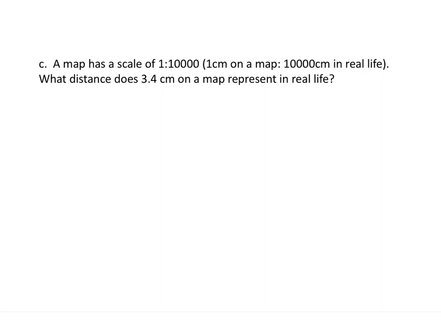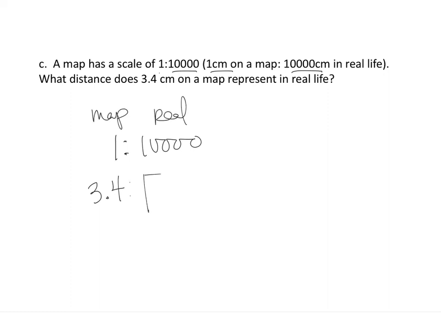A map has a scale of 1 to 10,000, meaning 1 centimeter on a map represents 10,000 centimeters in real life. What distance does 3.4 centimeters on a map represent in real life? So if we know that this is the case, 1 to 10,000, then this is 3.4 on a map, and this is real. Then we need to know how much this is. So we know we multiplied 1 by 3.4 in order to get 3.4. So we have to do the same thing, 10,000 times 3.4.